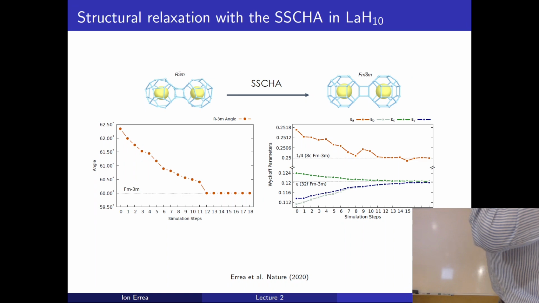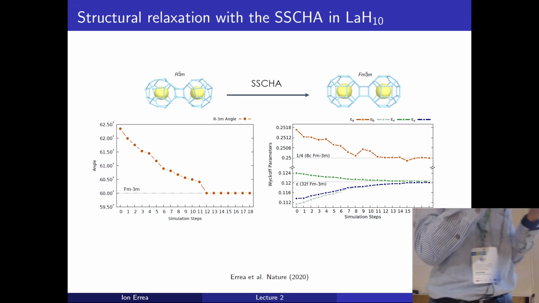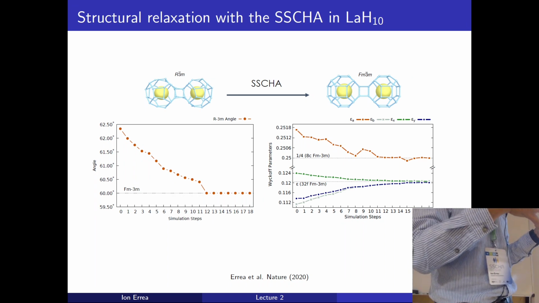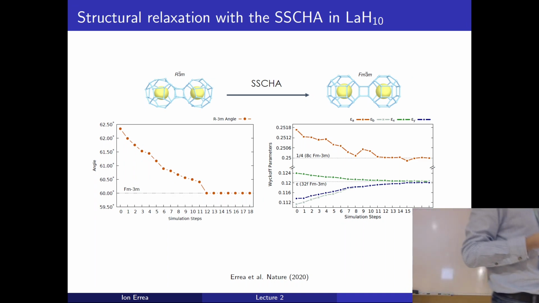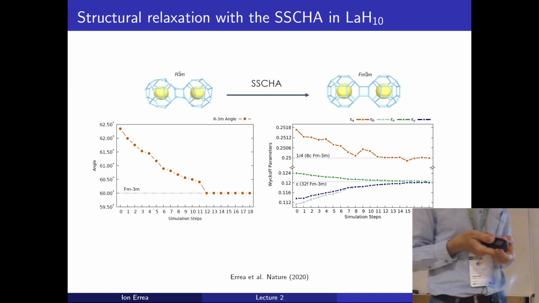And these are somehow the Wyckoff positions, okay? So in the beginning, we had these Wyckoff positions. This was changing. So in this structure, you have four different parameters that determine all the Wyckoff positions of this structure. So they were changing. So from here, you will go into 0.25, okay? And these three different values merged into one single value, okay? And now this value belongs to the Wyckoff positions of the Fm-3m, and this 0.25 also belongs to the Fm-3m. So we were seeing very clearly how the structure was changing in this SSCHA minimization, to create this structure that is stable only thanks to quantum anharmonic effects, okay?